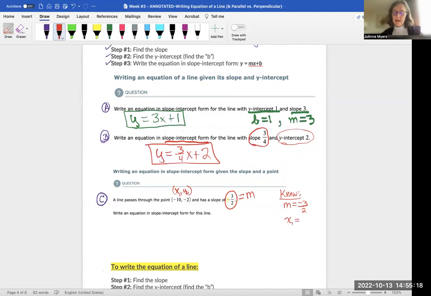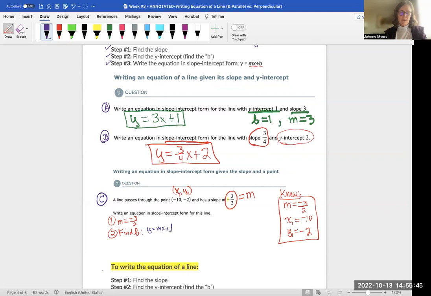So some specific x is -10. If my x value is -10, then the partner y value has to be -2. So I'm given this. So step 1, I know my m is -3/2. Step 2, find b. To find my b, I'm going to use my equation, y equals mx plus b. This is true for the value where x is -10 and y is -2. So write it in there.